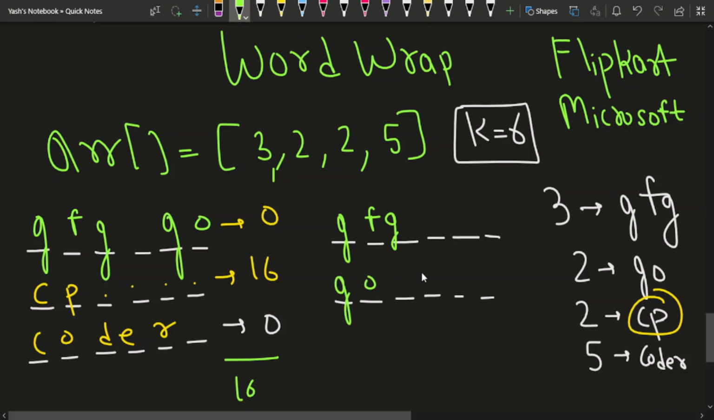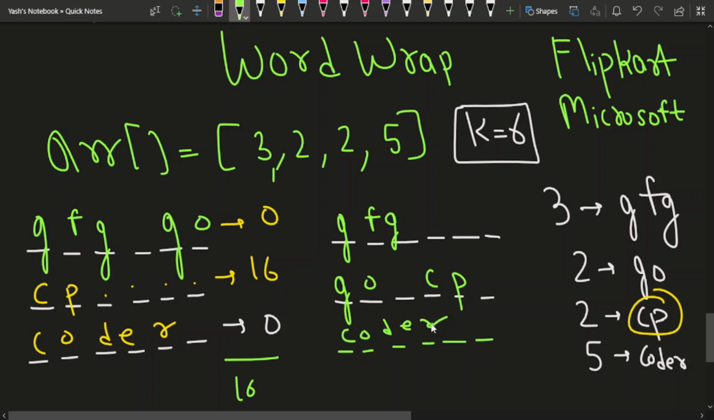After that, I take one space and then I put CP, right? So after this, how many extra spaces am I taking? I'm taking this particular extra space, right? You can understand that I'm taking this particular extra space. After that, I have to put coder in the next line, so I put coder, right?